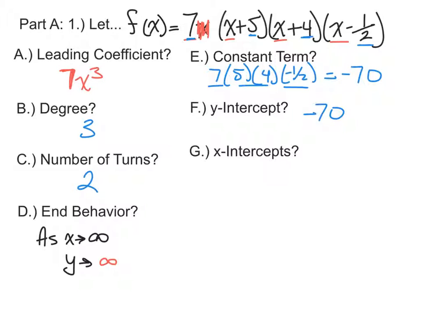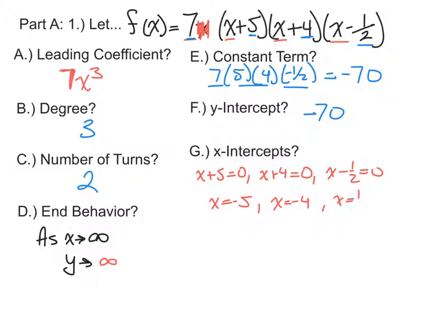The x-intercepts are going to come from all of the factors, and that's where we set each of the factors equal to 0. So x plus 5 equals 0, x plus 4 equals 0, and x minus a half equals 0. Solving each of them, we'll get x equals negative 5, x equals negative 4, and x equals positive 1/2. Those are going to be our 3 x-intercepts.